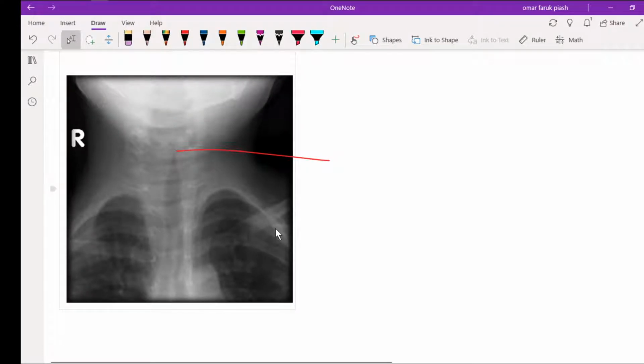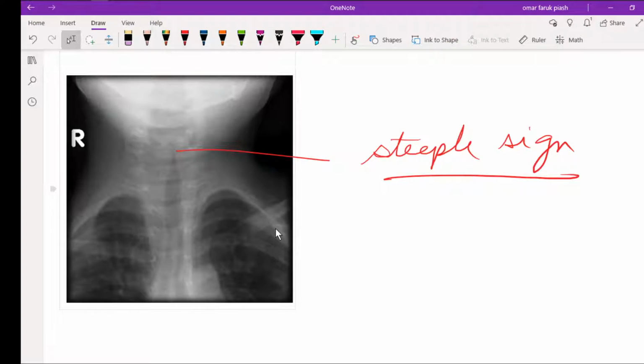This is the steeple sign. You will see it in acute laryngotracheobronchitis. Acute laryngotracheobronchitis, which is caused by parainfluenza, is also known as croup.